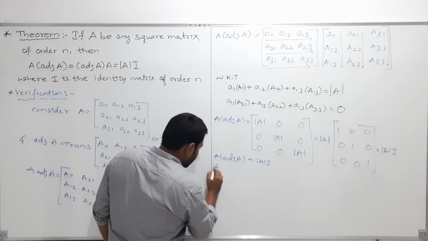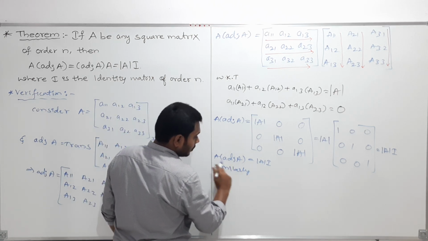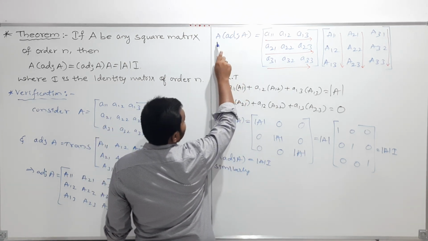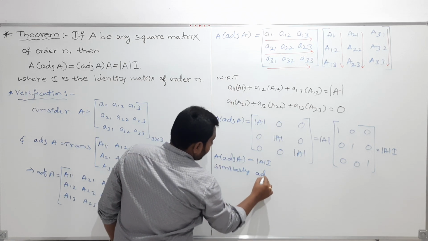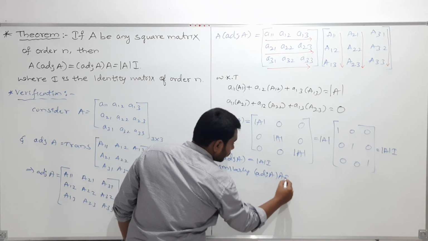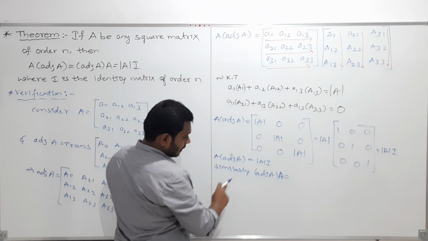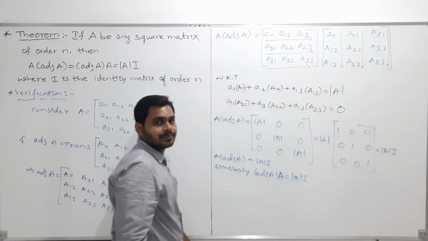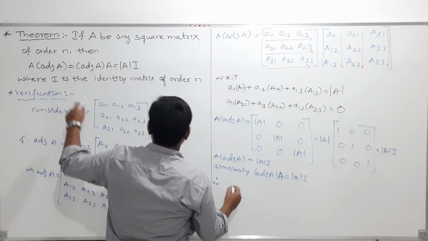And now, my dear students, similarly we can prove it the same way. You can take the adjoint first and then multiply it with the matrix A. So similarly, adjoint of A into A. If you do the multiplication like this, adjoint of A into A, again you will get determinant of A into I only. Clear? So therefore we can have this result.